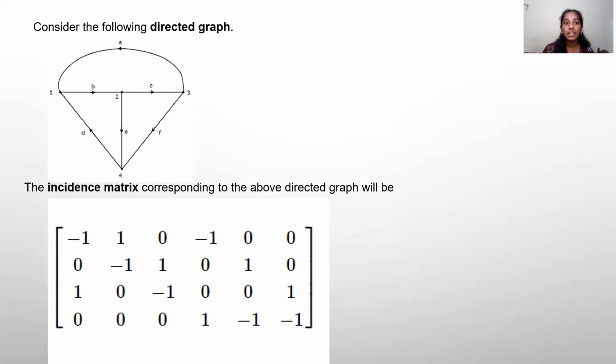Since this directed graph has 4 nodes, there will be 4 rows in the matrix, and there are 6 branches, so there will be 6 columns in the matrix. Therefore, the order of the matrix will be 4 by 6. 4 represents the number of nodes of the directed graph and 6 represents the number of branches.